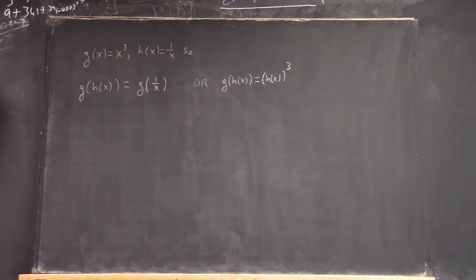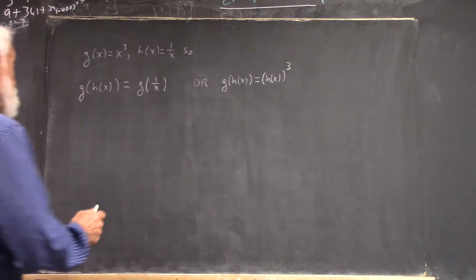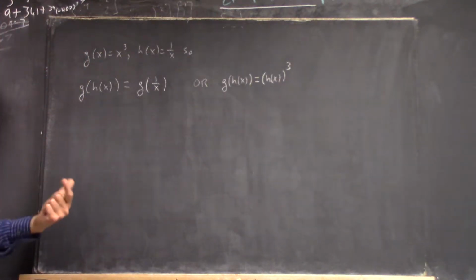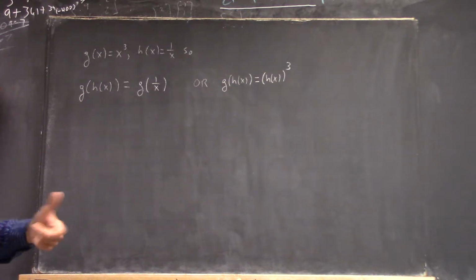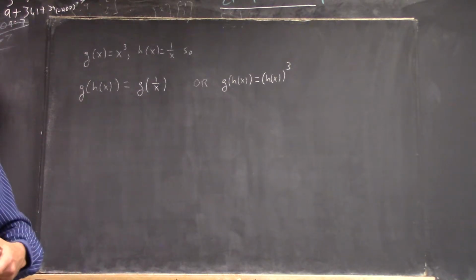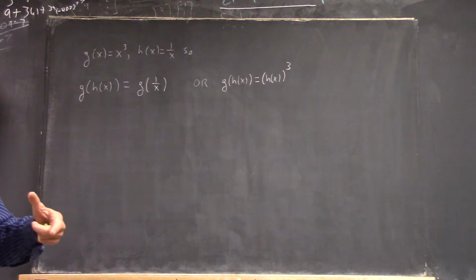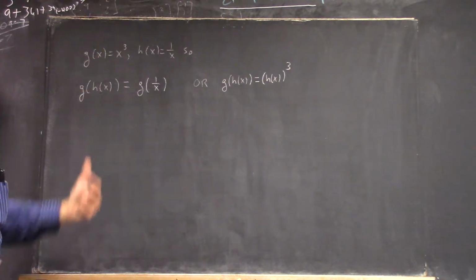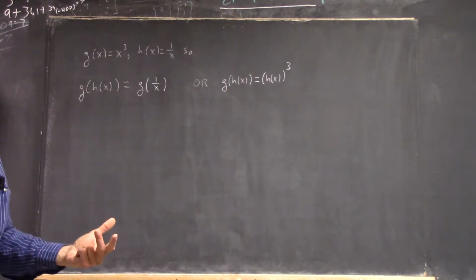So you're trying to do too much if you do any more than that. Just the simplest, most obvious thing. Replace x by h of x, or replace h of x by 1 over x. You can do that either way.